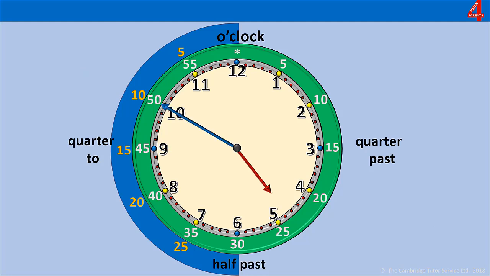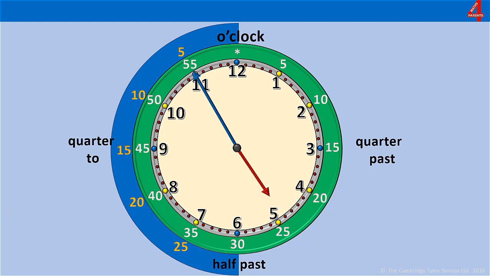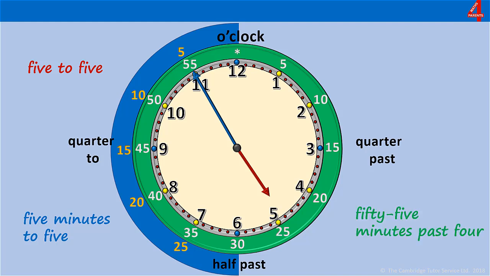Now the minute hand is on the 10, that's telling us that it's 10 minutes until the next hour. The next hour will be 5, so it's 10 minutes to 5 or just 10 to 5. It's also 50 minutes past the hour before, which was 4. So it's 50 minutes past 4 or 4:50. Now the minute hand is on 11, and that's showing us that it's 5 to something. The next hour coming up is 5, so it's 5 minutes to 5 or 5 to 5. It's also 55 minutes past the previous hour, which was 4. 55 minutes past 4 or 4:55.